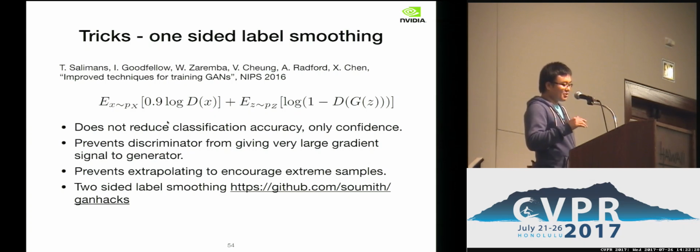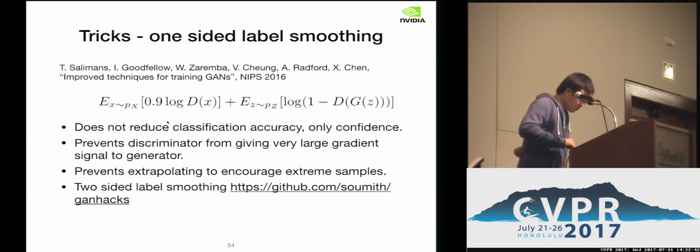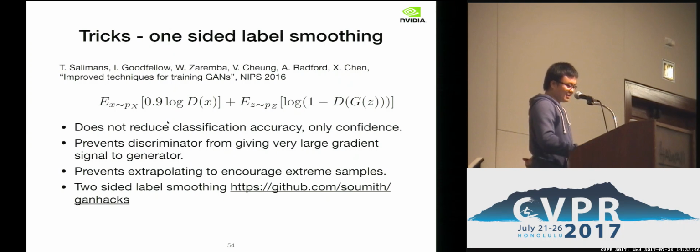Some people use a different label smoothing scheme. One is two-sided, which means not only changing the label for the true samples, you also change the label for the fake samples. And Sumi composed a list on this website, so you are welcome to check out the website to see other tricks that people use.